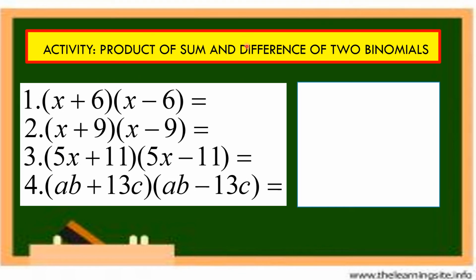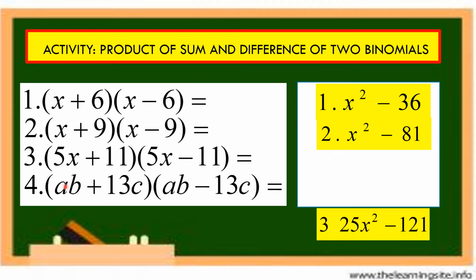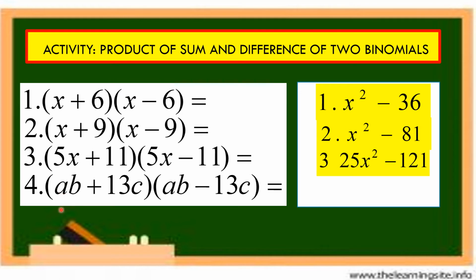And the following activity is for sum and difference of two binomials. For number 1, what is the answer? Square the first term minus the square of the second term. The answer is x squared minus 36. How about for problem number 2? Square the first term minus the square of the second term, that is x squared minus 81. How about the next number? Square the first term minus the square of the second term. That is 25x squared minus 121.